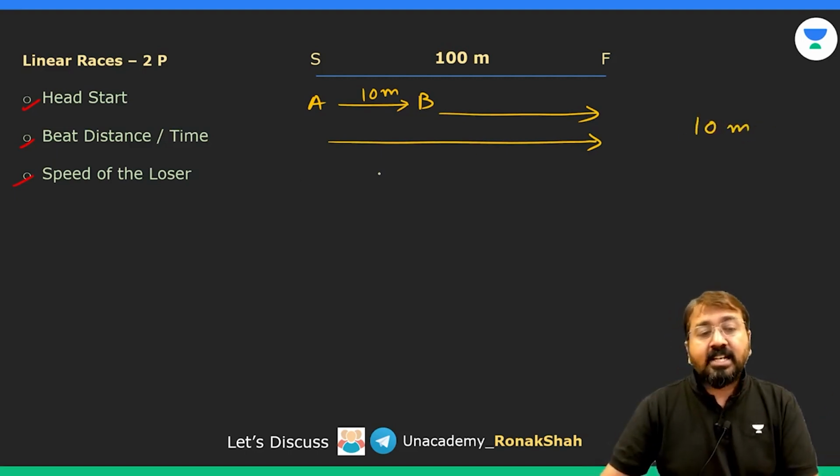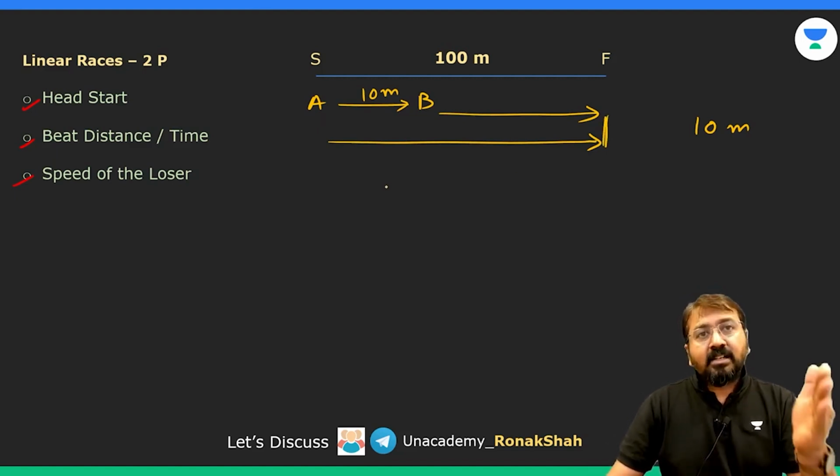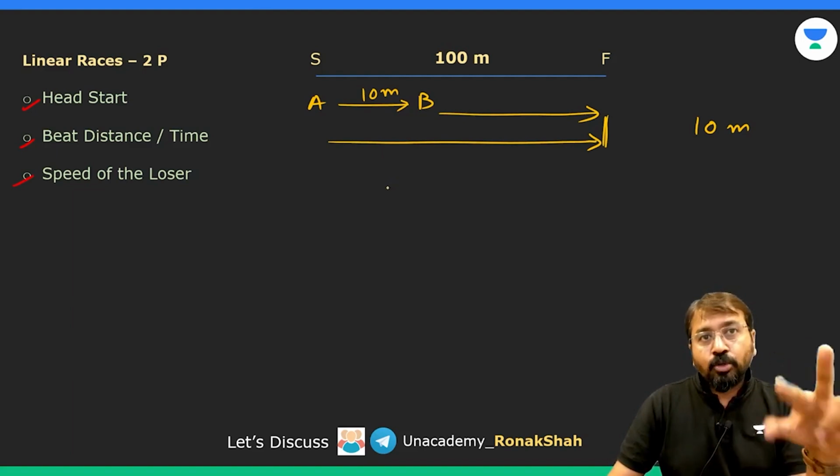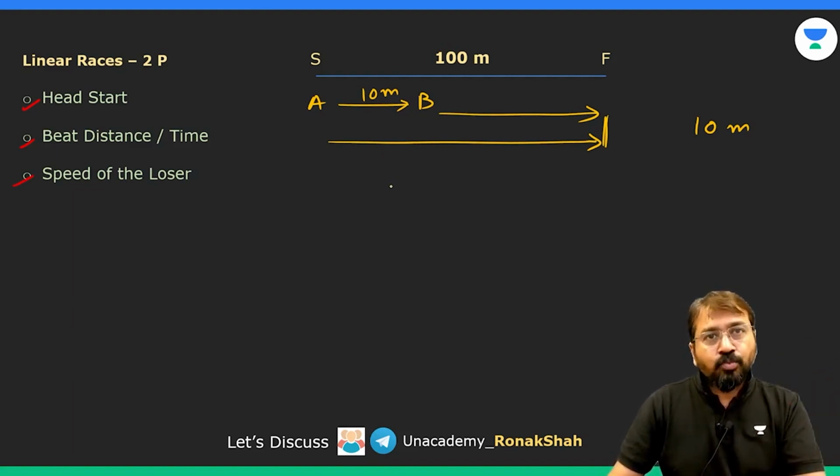Similarly, this head start can also be in terms of time. For example, if B starts running 10 seconds earlier than A, and both of them reach the finishing point at the same time, then we can say that A can give B a head start of 10 seconds. In this scenario, both of them are running a 100-meter distance, but B takes 10 seconds more than A.